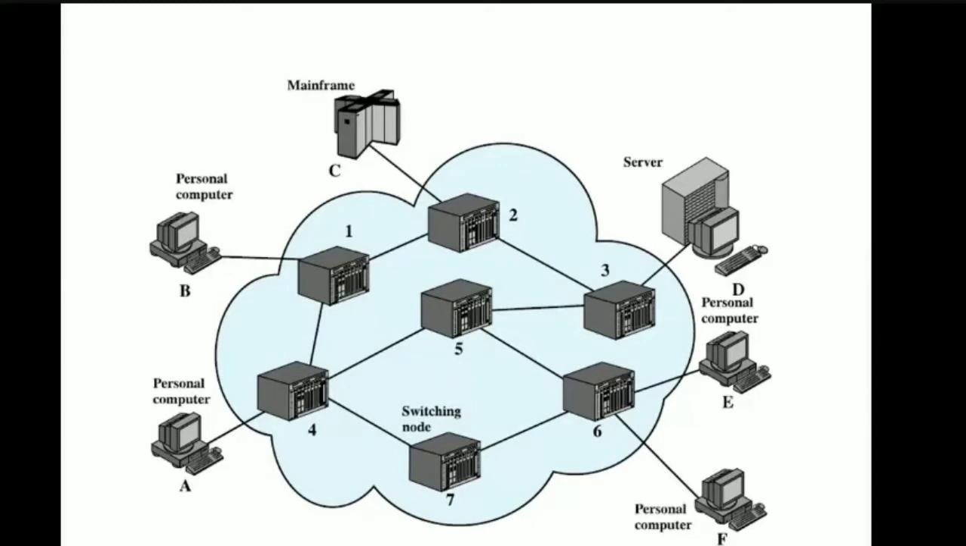Now station A sends its request to node 4, requesting a connection to station E because it wants to send the information to the destination station E. So station A sends the request to node 4 telling it that it wants to be connected to station E. So please establish a circuit to station E.